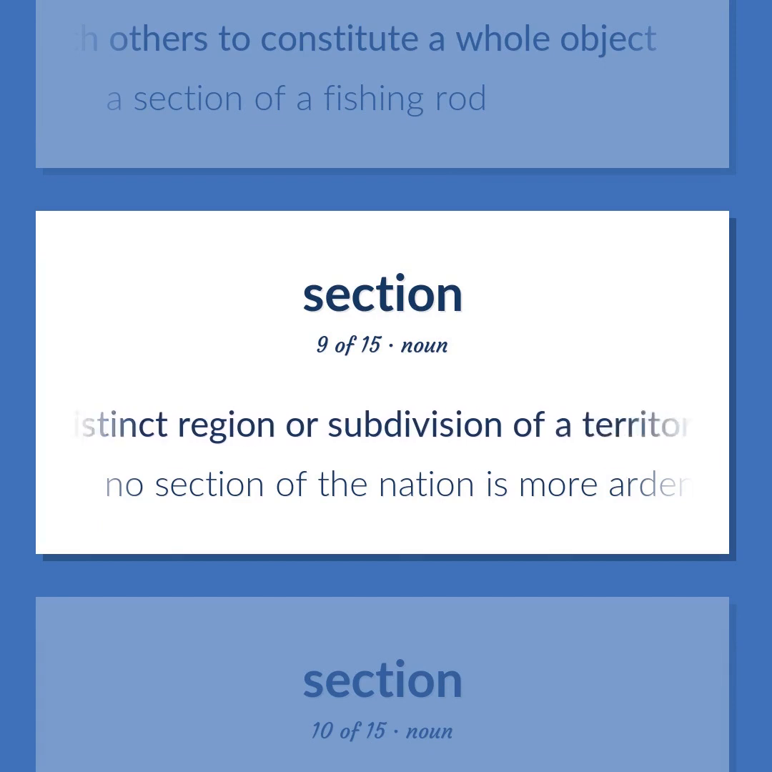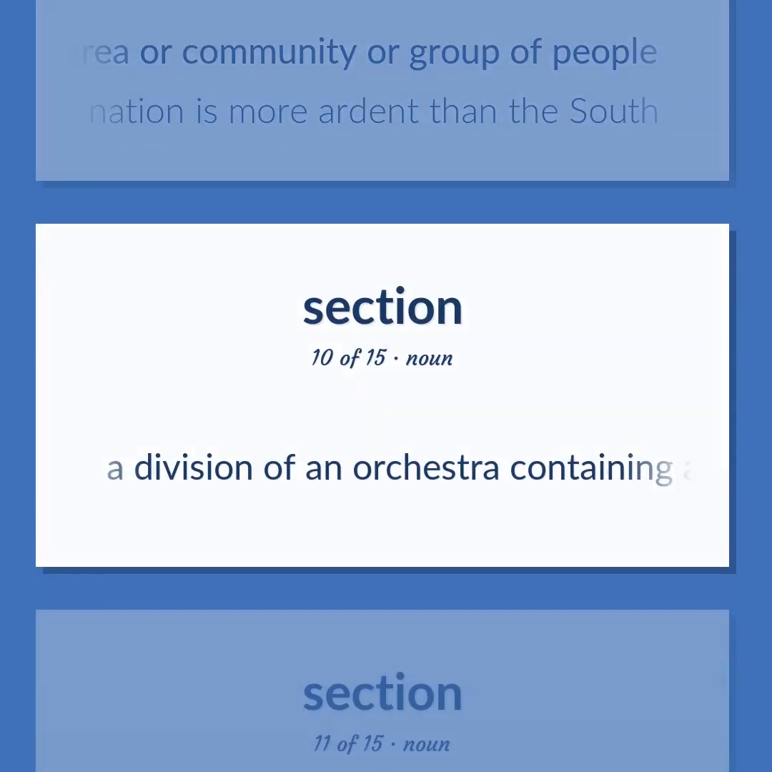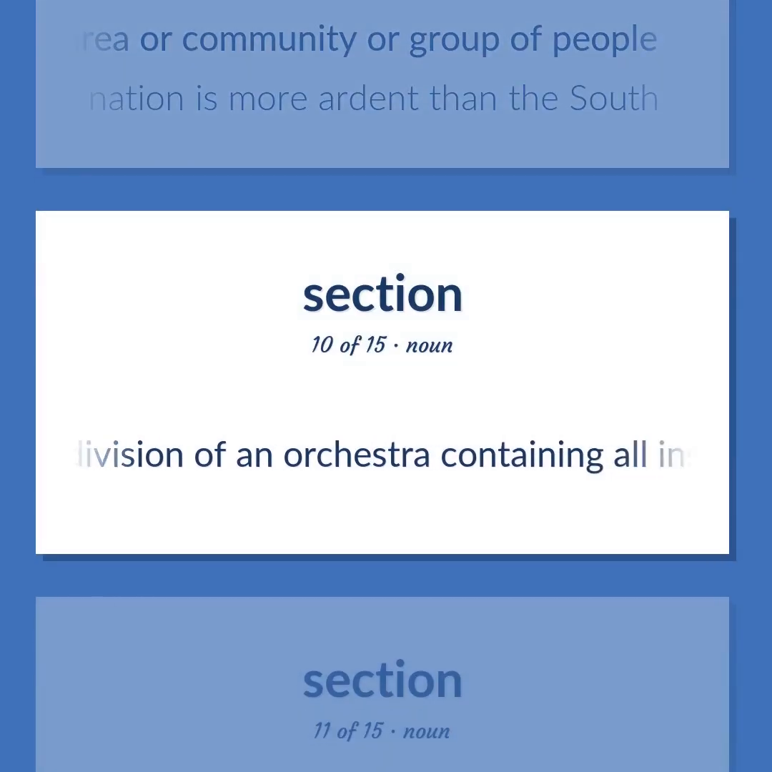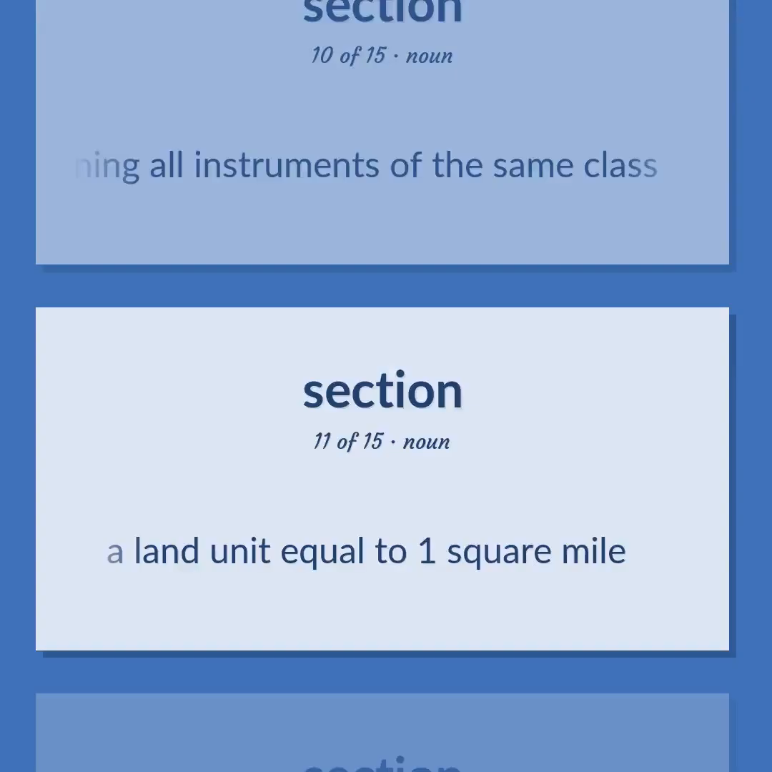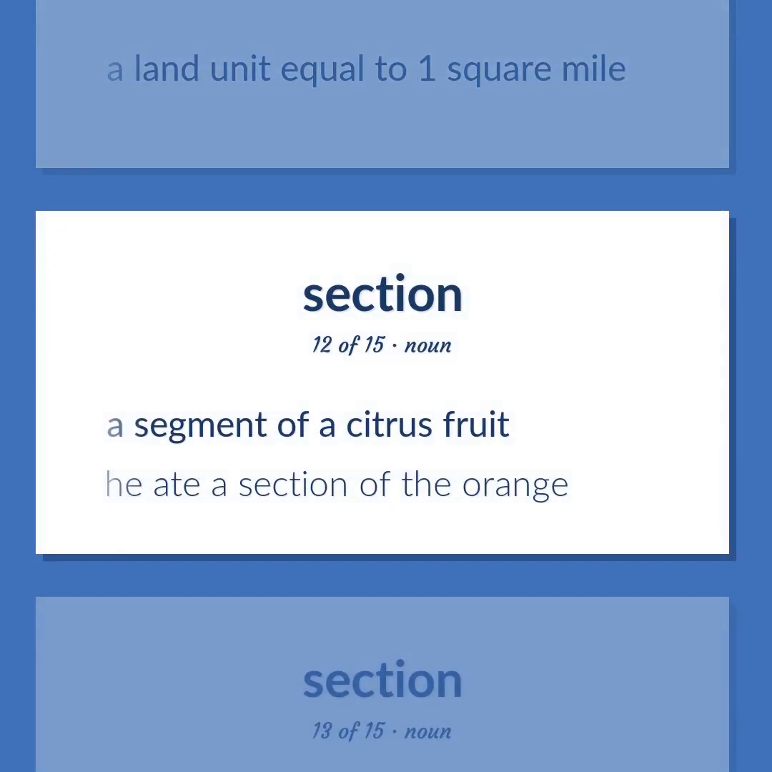A distinct region or subdivision of a territorial or political area or community or group of people. No section of the nation is more ardent than the South. A division of an orchestra containing all instruments of the same class. A land unit equal to 1 square mile. A segment of a citrus fruit. He ate a section of the orange.